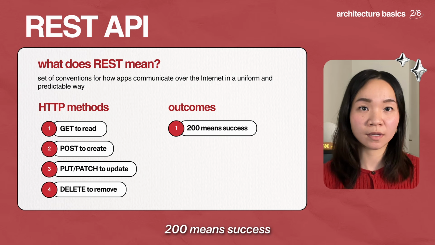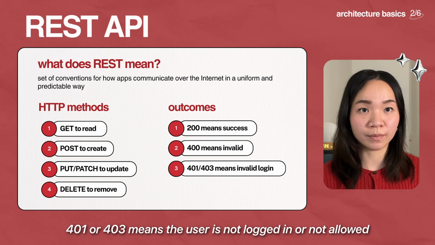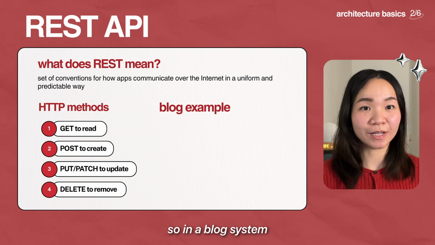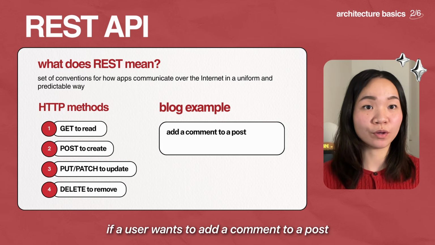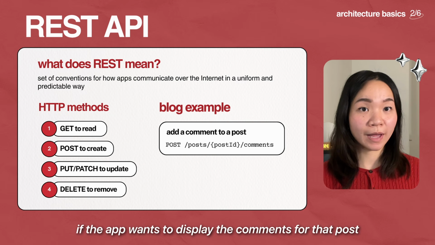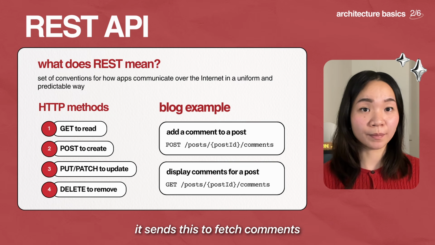And you use standard status codes to communicate outcomes and responses. 200 means success, 400 means client sent something invalid, 401 or 403 means the user is not logged in or not allowed, and 500 means a server failed. So in a blog system, if a user wants to add a comment to a post, the client might send this to create a comment. If the app wants to display the comments for that post, it sends this to fetch comments.